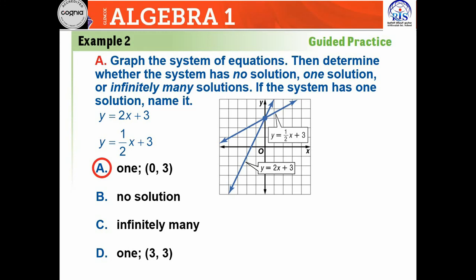You see it directly, and here is the graph. Now, you must use the slope, it helps you a lot, because when slopes are the same, there is no solution. When slopes are different, this means you have one solution. After you graph, you get these two lines, and they intersect at this point.